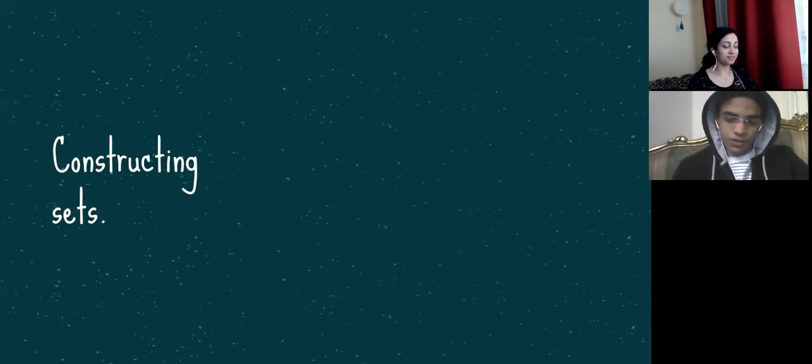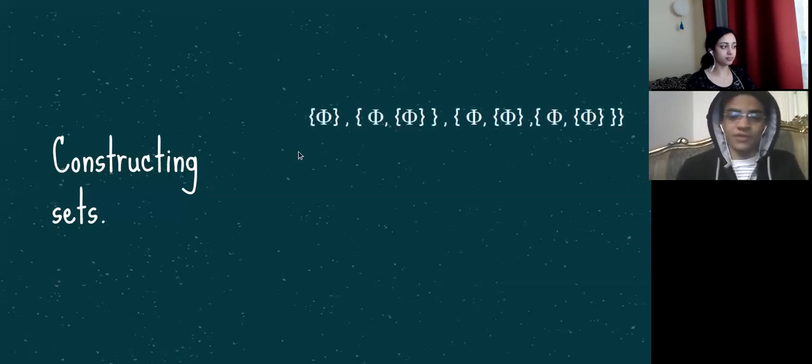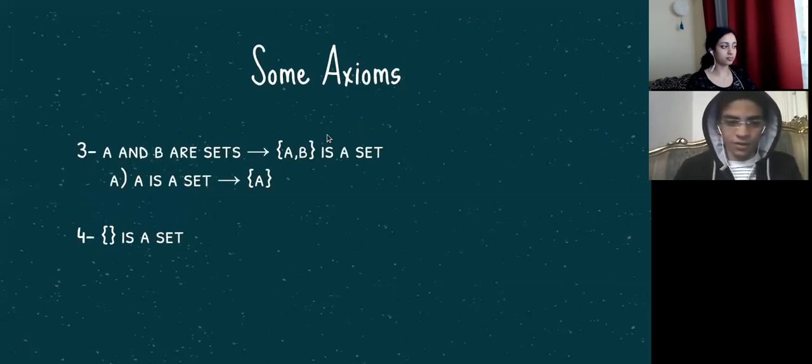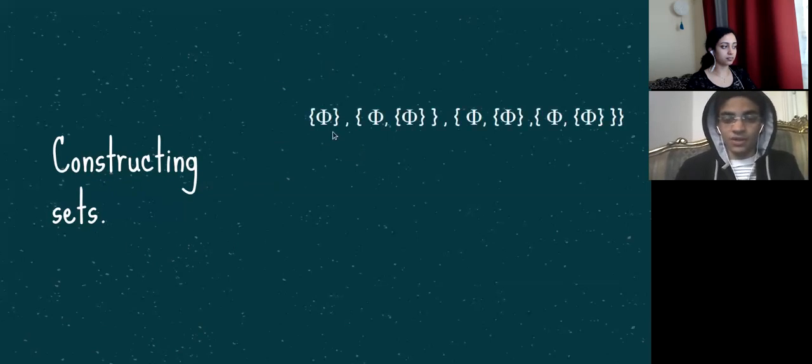Now we'll start constructing sets. We start with a set, and based on that set, we build many other sets. If you look here, we first have phi as a set. We know from the third axiom that the class of phi is also a set, right? That's just from that axiom: if you have A as a set, then the class of A is a set. So I know that the class of the empty set is also a set. Now I have a new set. Since the class of phi is a set, and phi is a set, then the class of phi and the class of phi, taken together, is also a set.